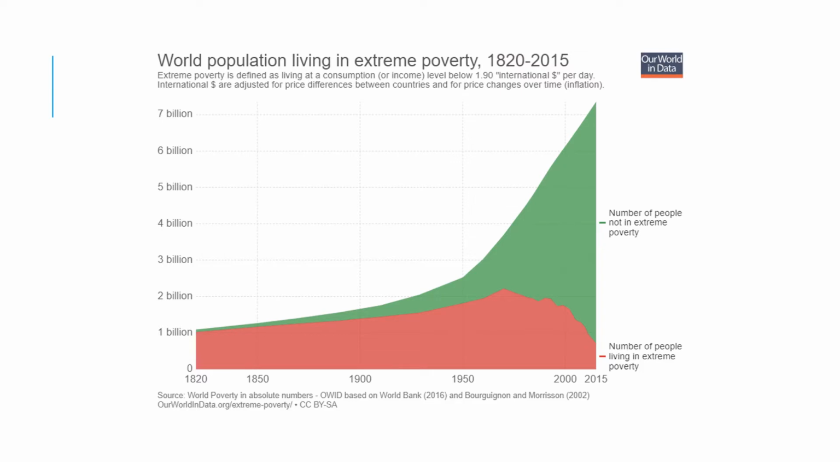So let's have a look at how this has changed over time. This chart here shows us the number of people alive in the world from 1 billion in 1820 up till the 7 billion figure more recently. And then we have the number of people living in extreme poverty, and the number of people living below that $1.90 a day, adjusted for inflation over time. We can see back in the 1800s, the majority of people in the world were living in poverty. After about 1970, we see the number of people in absolute poverty starting to decline, whilst the number who live not in extreme poverty, not in absolute poverty, grows.